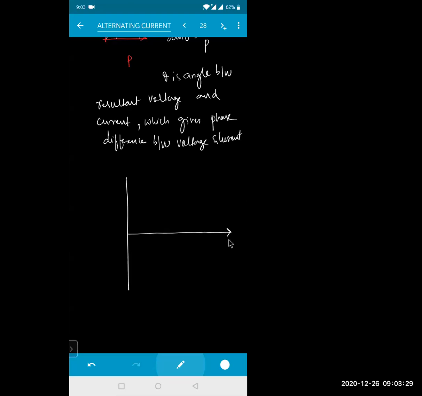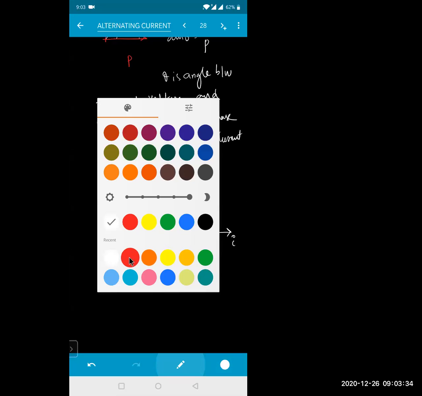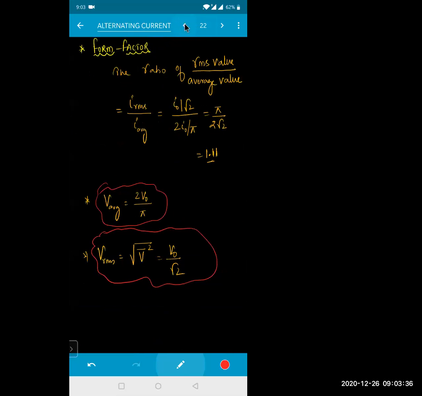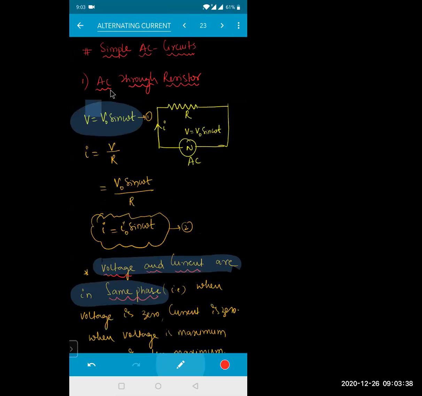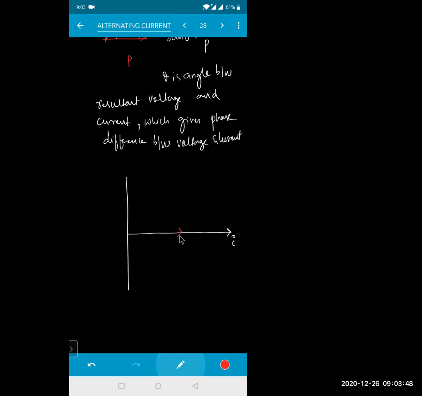If you remember this one graph, everything will come. On your x-axis, what I am taking? Current. So now see, the first one: when alternating current is passing through a resistor, what is the phase difference between voltage and current? Voltage and current are in the same phase. That means the potential across the resistor is along the current. The phase difference between them is 0.